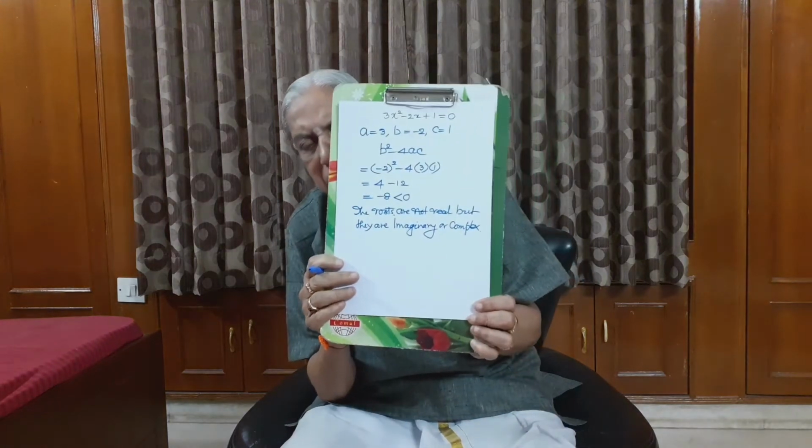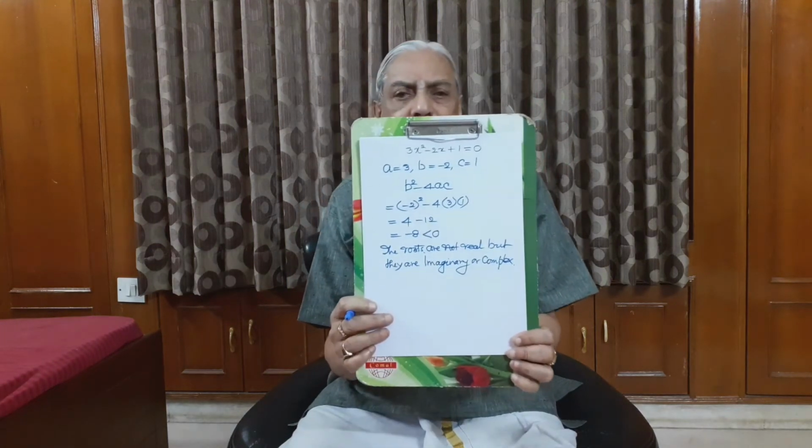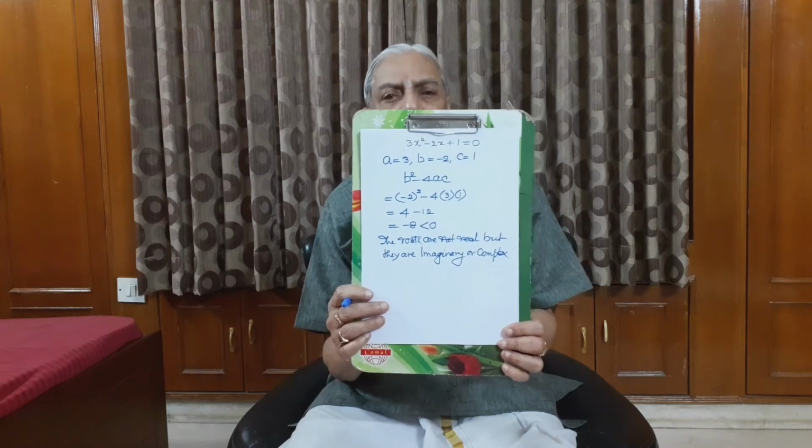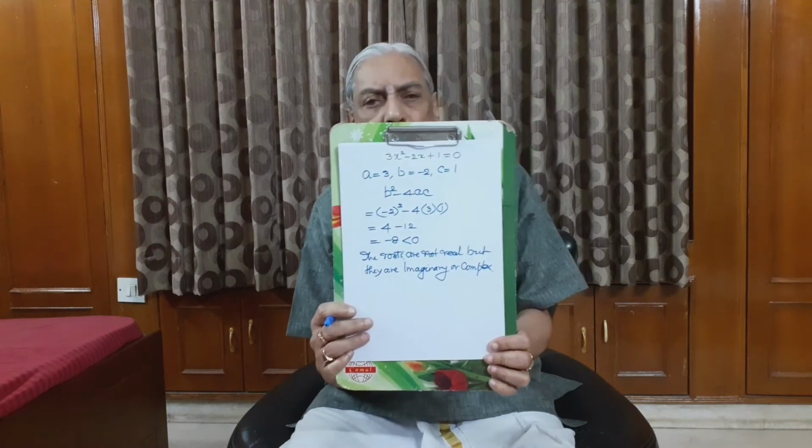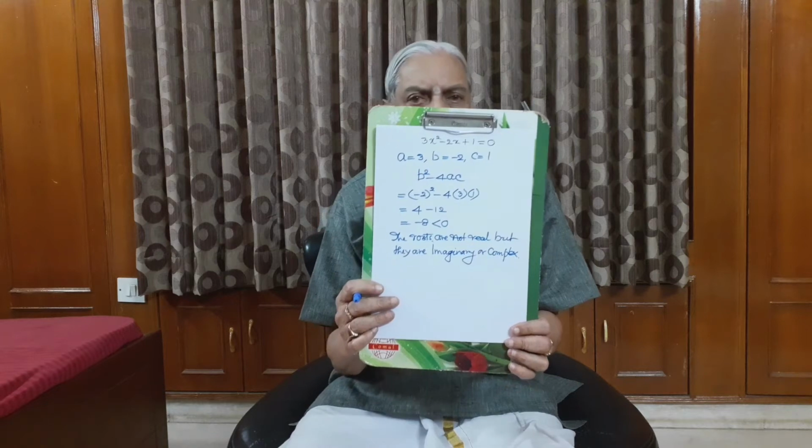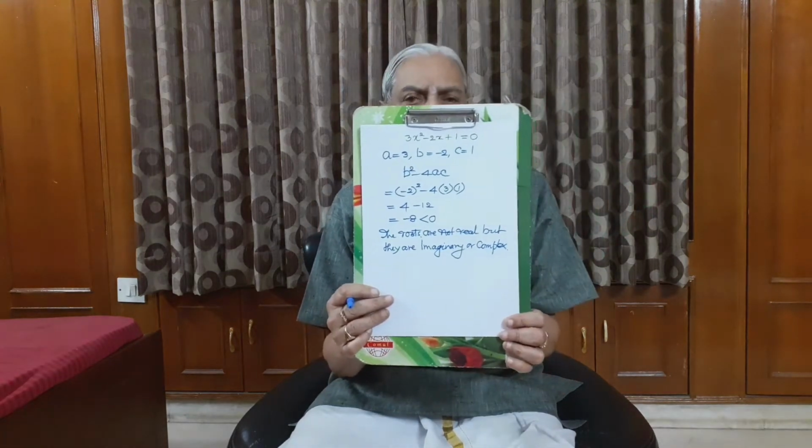The roots are imaginary. They are imaginary, we write. Imaginary or complex, we can write. So once again, the roots are not real but are what? Imaginary. They are imaginary roots and cannot be found. When a negative value comes, what happens? Square root of minus 8, what is the use? Nothing happens. And therefore you must understand that they are imaginary or you can say that complex.